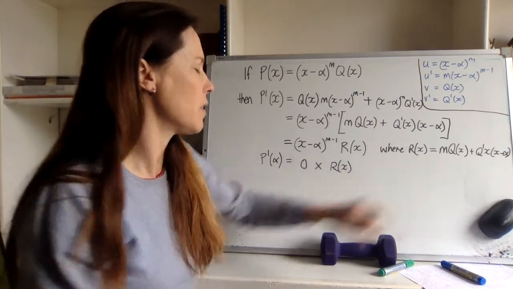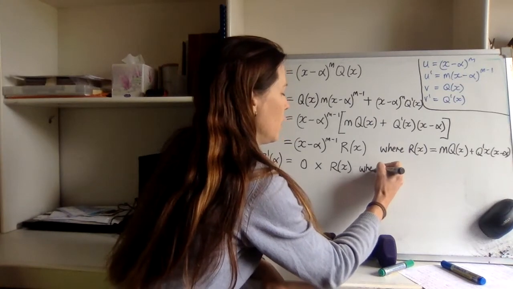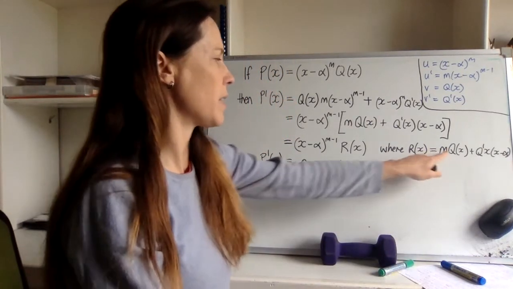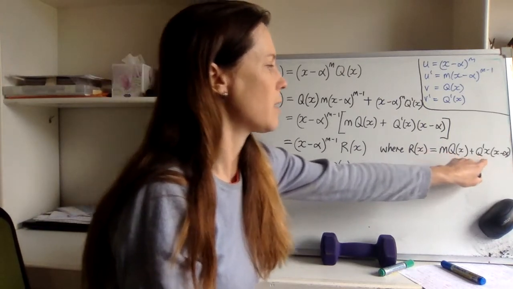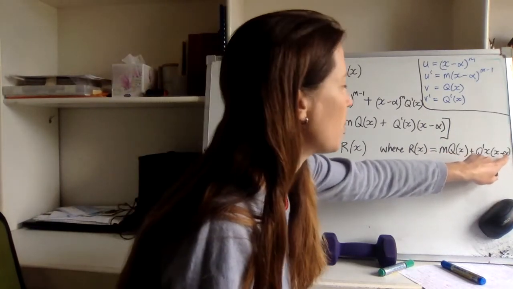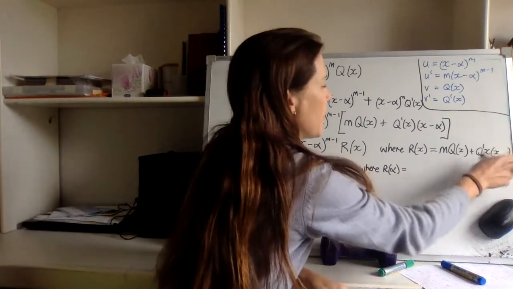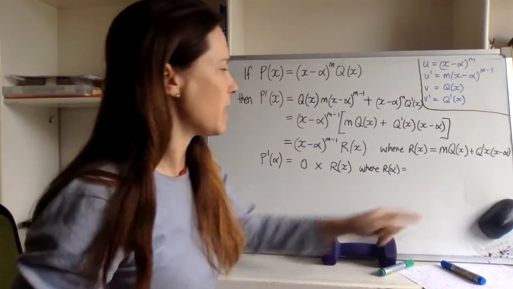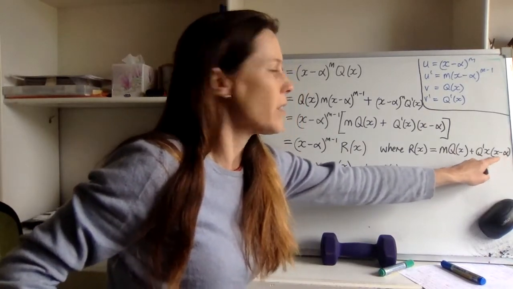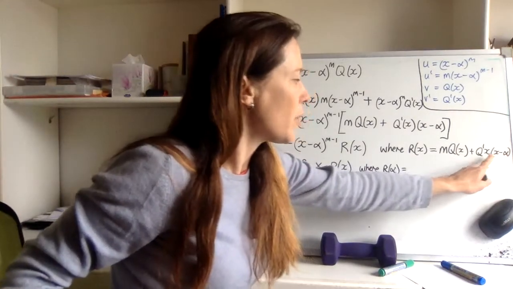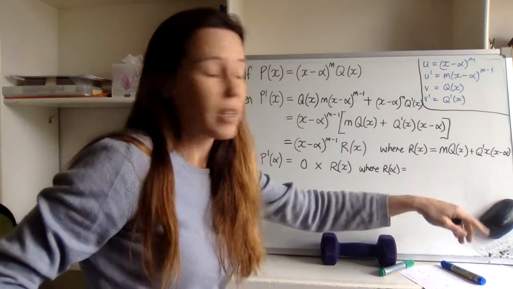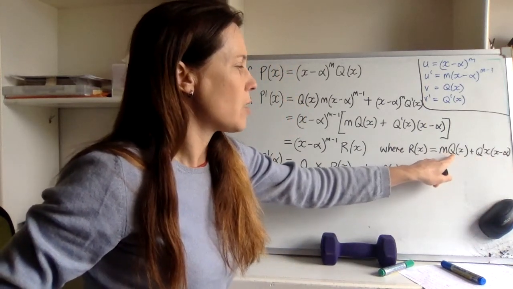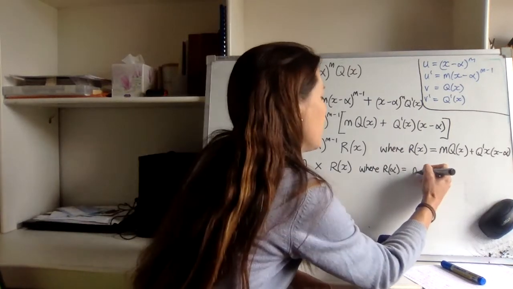So subbing in here, where r of alpha would be, now r of x has two parts. It's got this part, and it's got this part over here. Sorry, that's a little bit messy. It actually says x minus alpha. It's a bit hard to read. Now, if I sub alpha into this part over here, I'm going to get 0, aren't I? So 0 times q dash x, whatever q dash x is, I'm going to have 0 for this part. So I'm just going to be left with m times q of alpha.